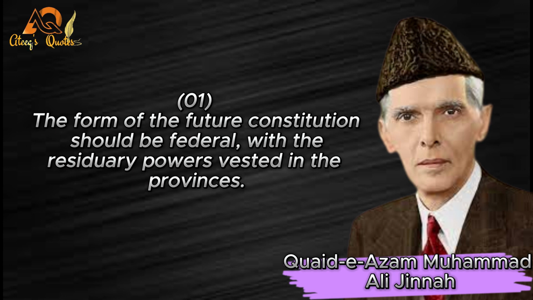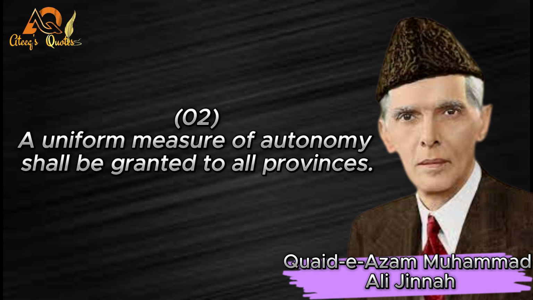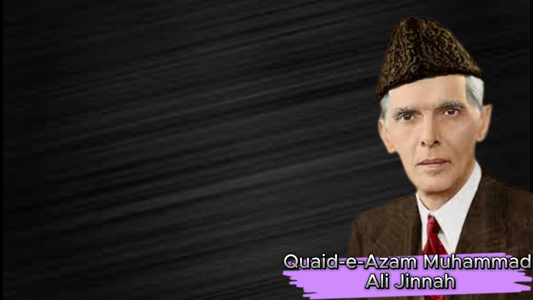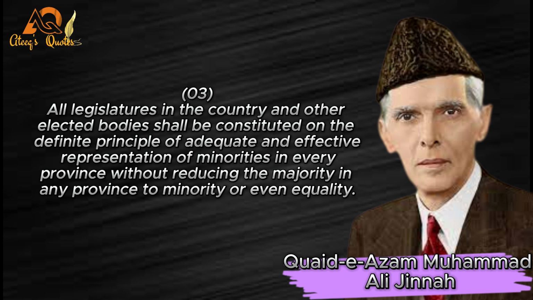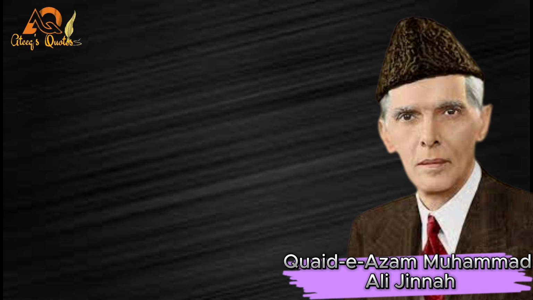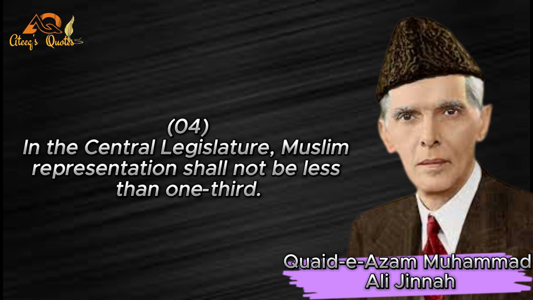1. The form of the future constitution should be federal, with the residuary powers vested in the provinces. 2. A uniform measure of autonomy shall be granted to all provinces. 3. All legislatures in the country and other elected bodies shall be constituted on the definite principle of adequate and effective representation of minorities in every province without reducing the majority in any province to minority or even equality. 4. In the central legislature, Muslim representation shall not be less than 1/3.